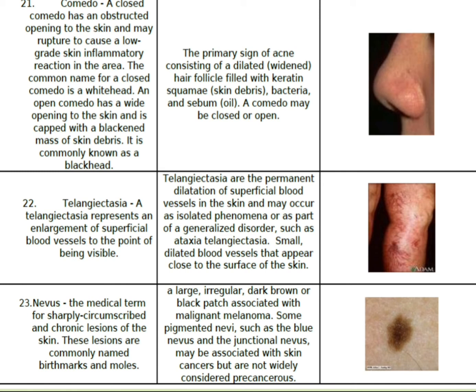23. Nevus. The medical term for sharply circumscribed and chronic lesions of the skin. These lesions are commonly named birthmarks and moles. So it's basically a large, irregular, dark brown or black patch associated with malignant melanoma. Some pigmented nevi, such as the blue nevus and the junctional nevus, may be associated with skin cancers but are not widely considered precancers.